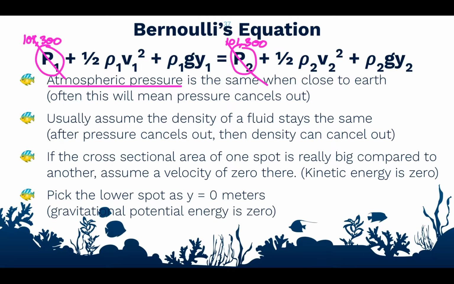Also, we can assume that the density of a liquid stays the same. So we're going to be dealing with incompressible fluids like water most of the time. So just assume that the density is going to stay the same. It just makes things a lot simpler right now. And then if the cross-sectional area of one spot is really big compared to another, you can assume that it has a velocity of 0 there.